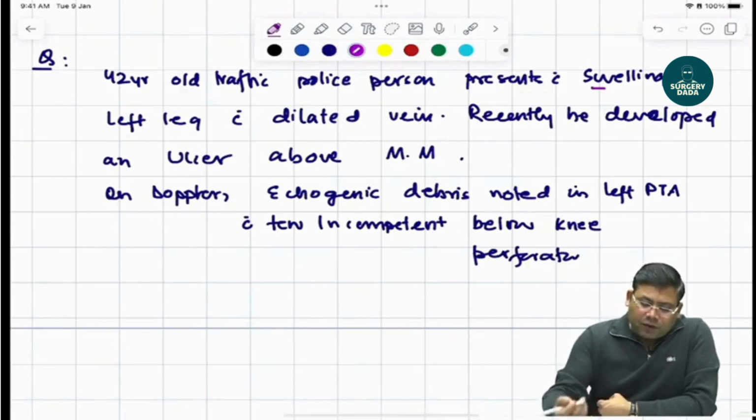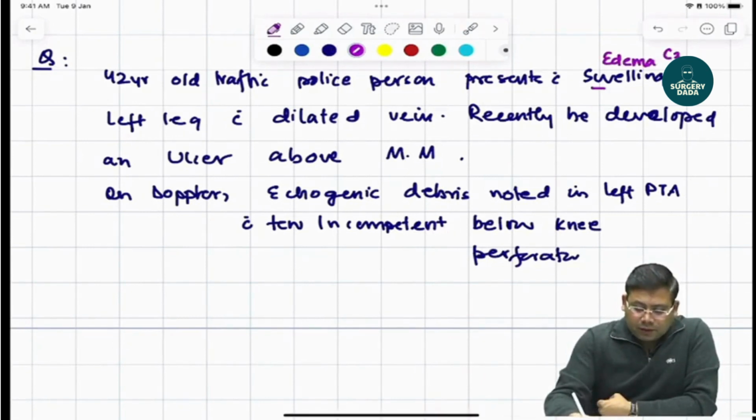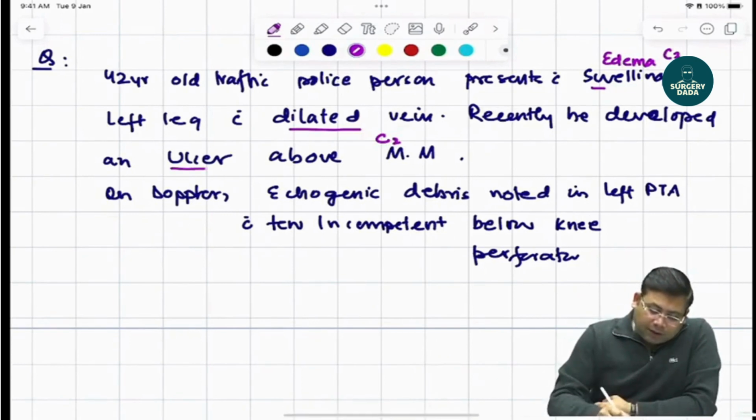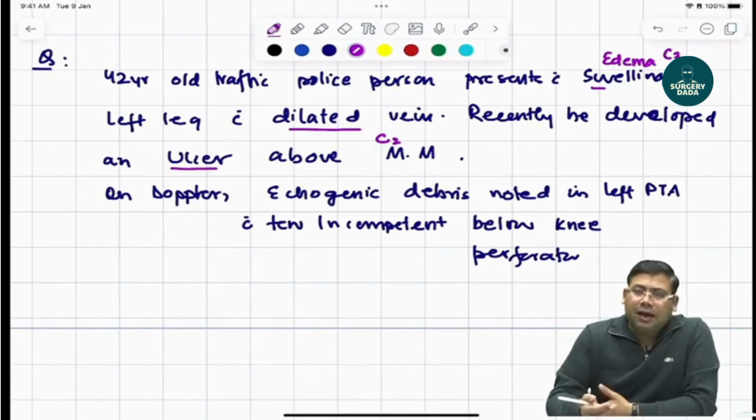Patient presenting with swelling or edema. So there is edema here. So edema means what? C3. With dilated vein, something visible to the naked eye, that is C2. Recently developed an ulcer over the medial. So this is an active ulcer. So C6. There is no history.